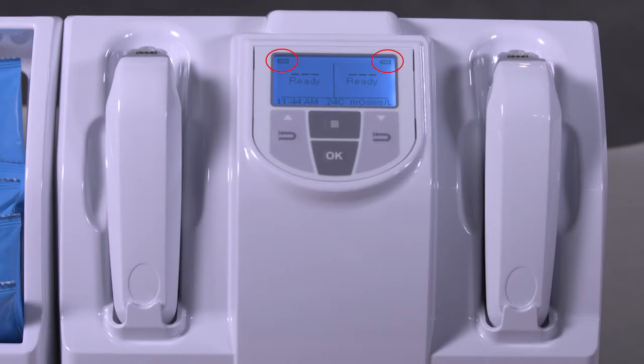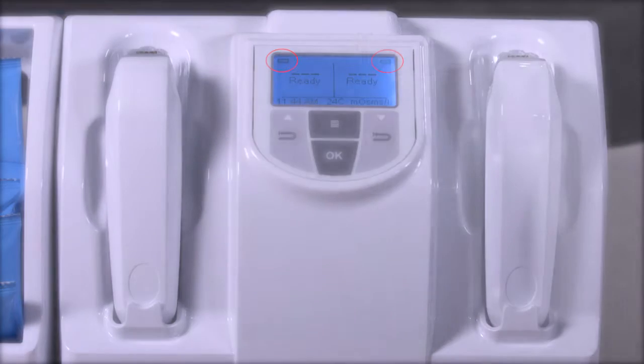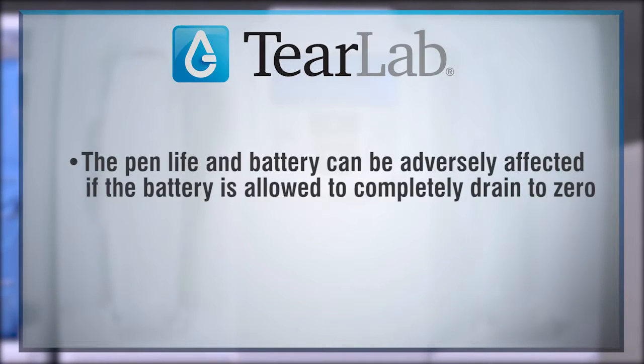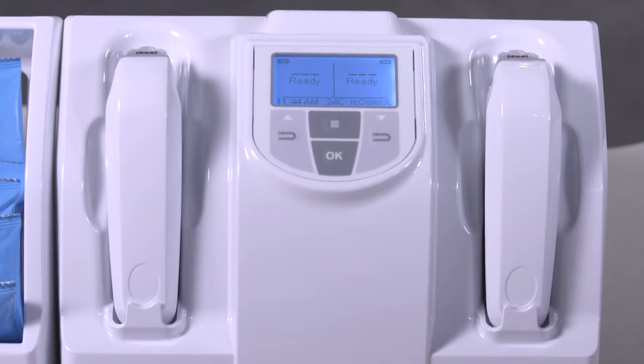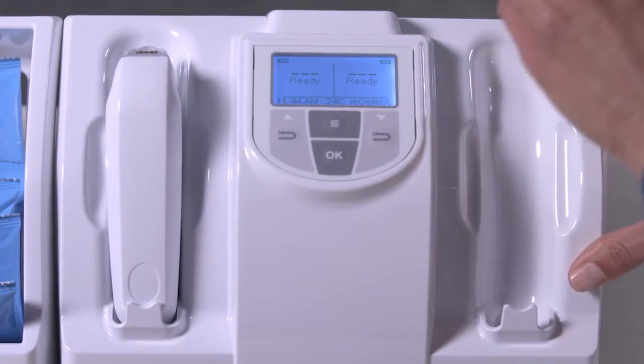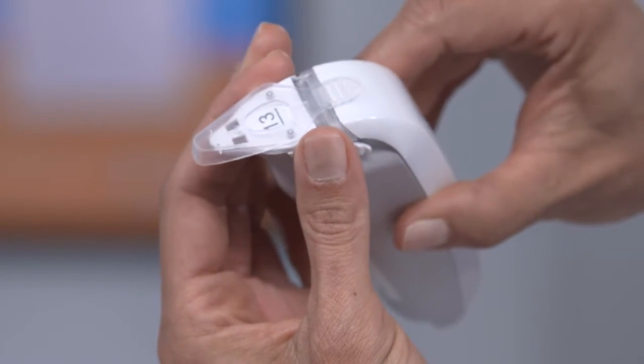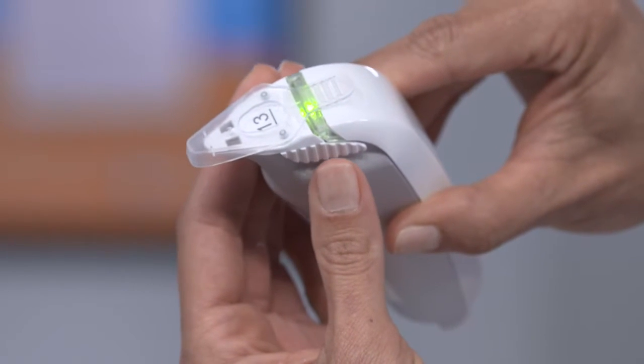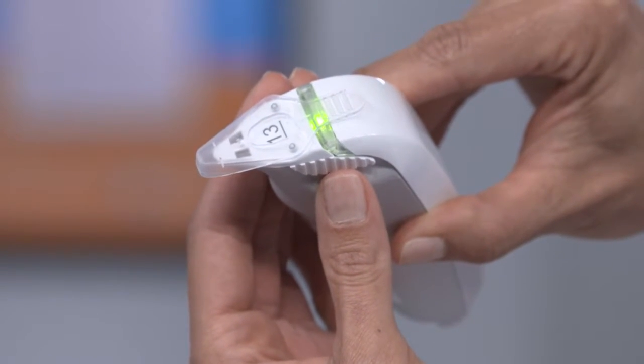In addition, the pin battery is permanent and is designed to last the life of the pin. But the pin life and battery can be adversely affected if the battery is allowed to completely drain to zero. Leaving the reader on 24 hours a day, 7 days a week ensures the pins remain charged, extends the life of the pins, and avoids the warm-up time. Testing when the pin battery is low may result in error messages.